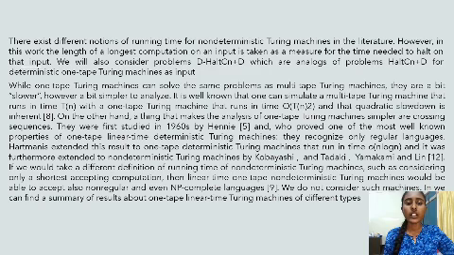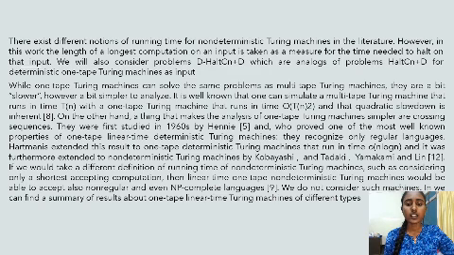But while one-tape Turing machines can solve the same problems as multi-tape Turing machines, they are a bit slower, however a bit simpler to analyze. It is well known that one can simulate a multi-tape Turing machine that runs in time t of n with a one-tape Turing machine that runs in time big O of t of n squared. And the quadratic slowdown is inherent.